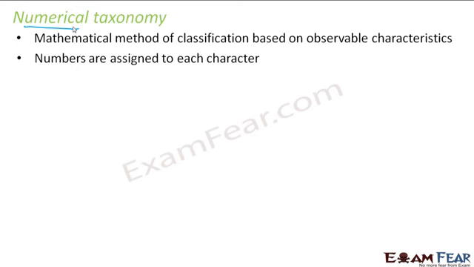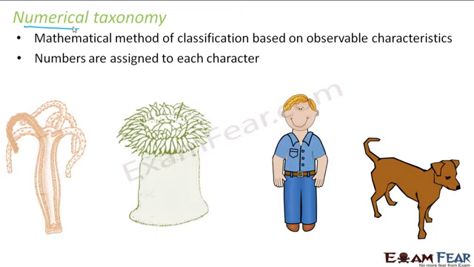This taxonomy basically uses mathematical methods to evaluate differences and similarities between the taxonomic groups. Here you can compare a large number of observable characteristics, and they are all given equal weightage. All observable characteristics, be it color, height, behavior, habitat, or nutrition, every characteristic will be given similar weightage. They will be assigned one number, and then with the help of calculation, we will get to know how many similarities and how many differences there are.